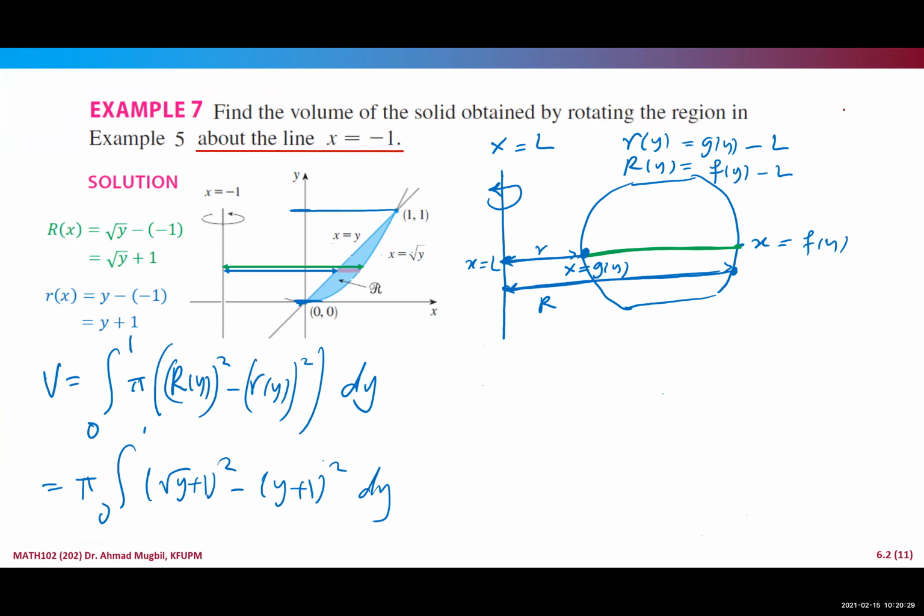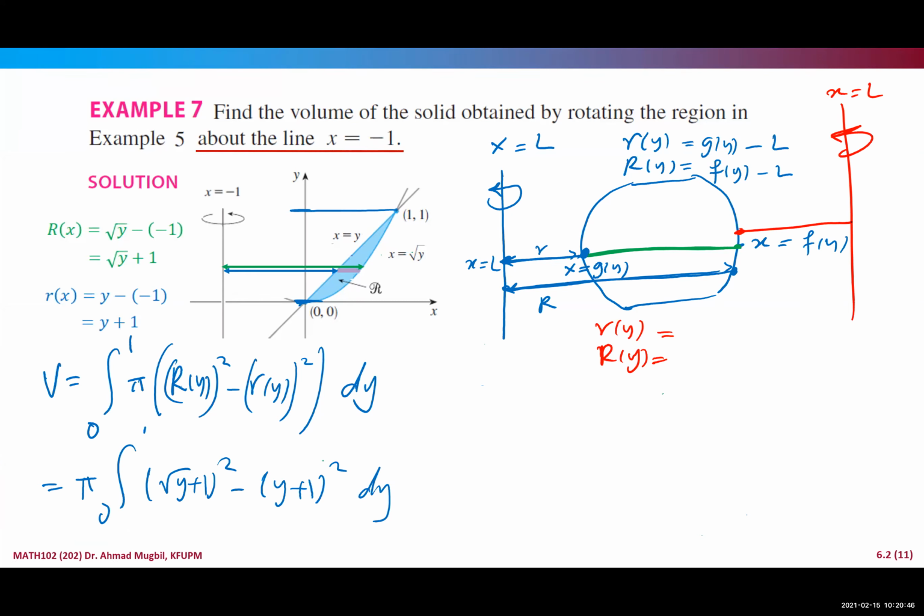Let me draw. What about if the axis of rotation is here? If the axis of rotation is here, x equals L is on the right. What will be R of y, and what will be r of y? What will be the inner and the outer radius? Who can tell me, Shabab?